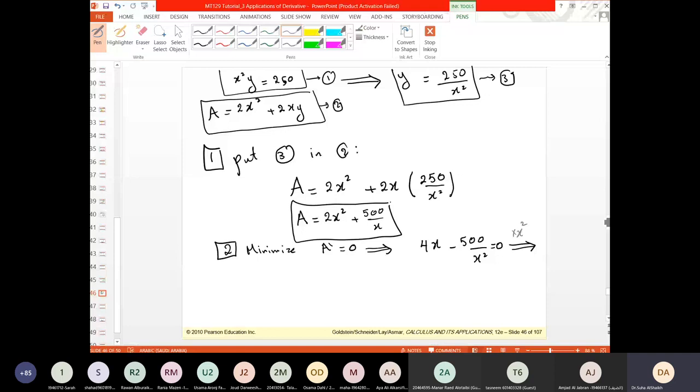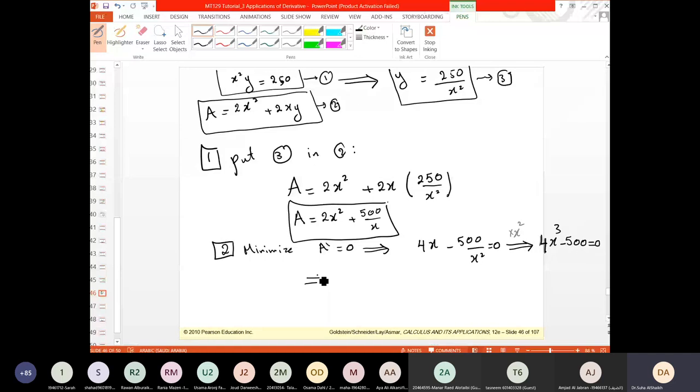So I will get 4x cubed minus 500 equal to 0. This implies 4x cubed equals 500. Divide by 4, it's 125. The third root of 125, x equal to 5. You get what I did? I got the x already.